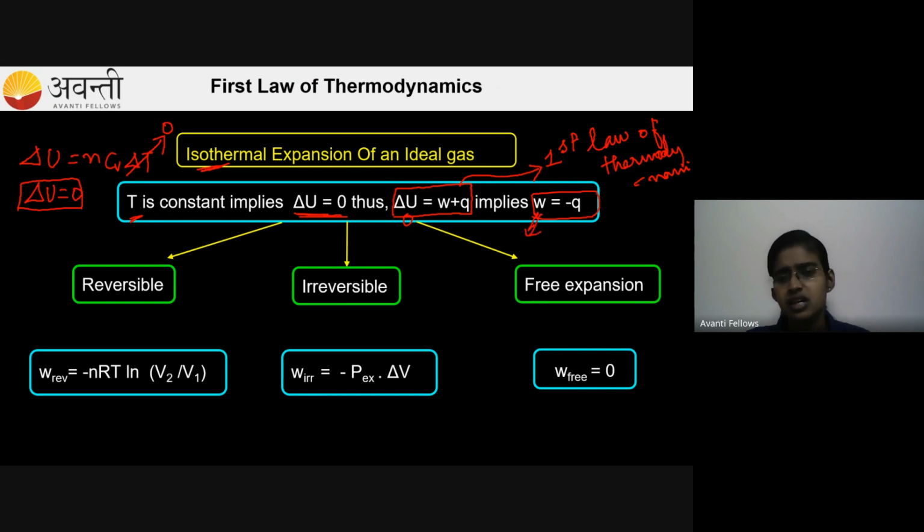So now how do we find out this work done? It can be calculated by three formulas. For the reversible case, W is equal to minus nRT into the logarithm of V2 by V1. For the irreversible case, W is equal to minus P external into the change in volume. And for free expansion, W is equal to 0. There is no work done because free expansion is happening. These three are the formulas you have to study and memorize to solve questions related to work done. Very important formulas.